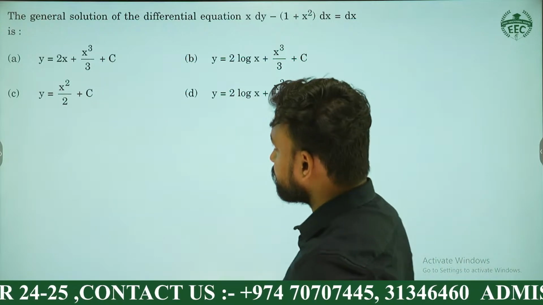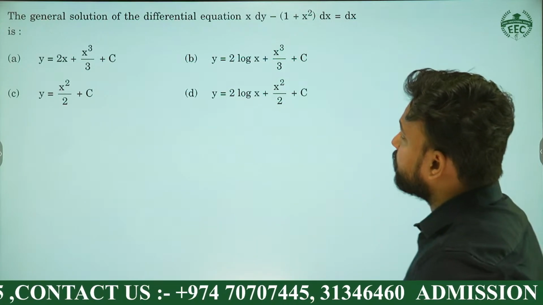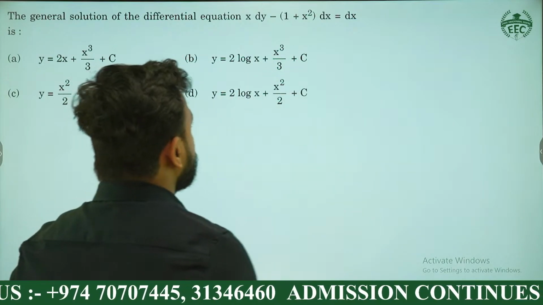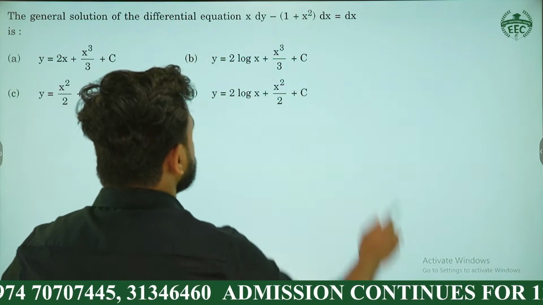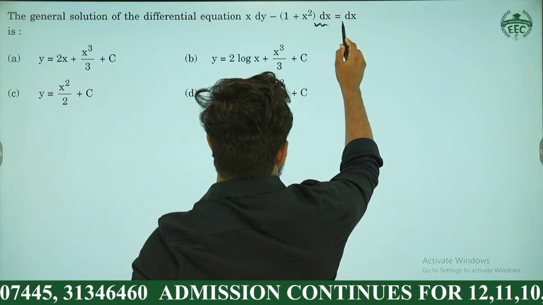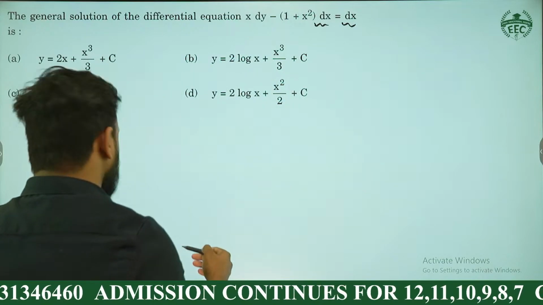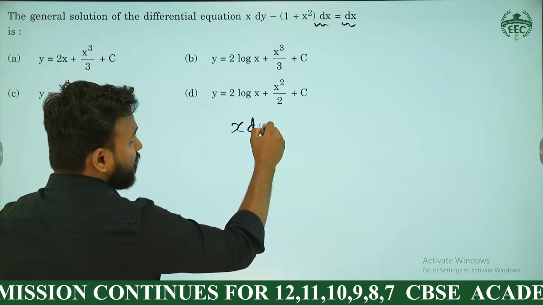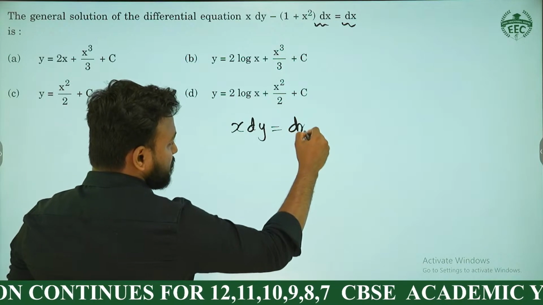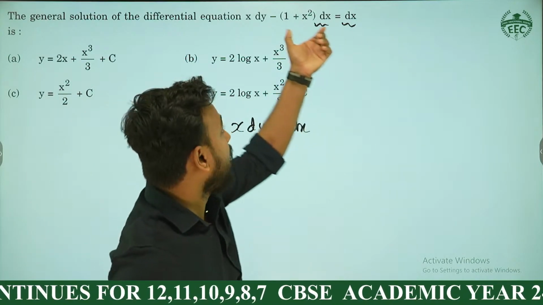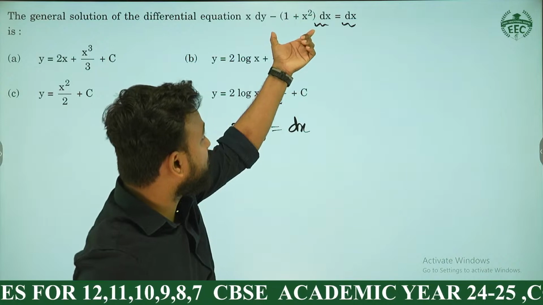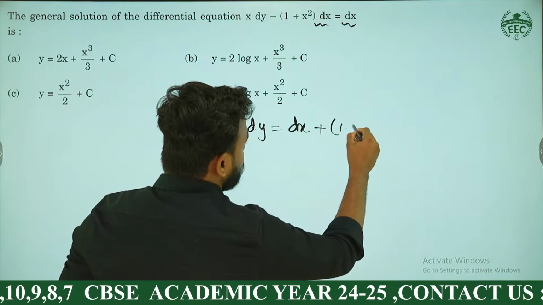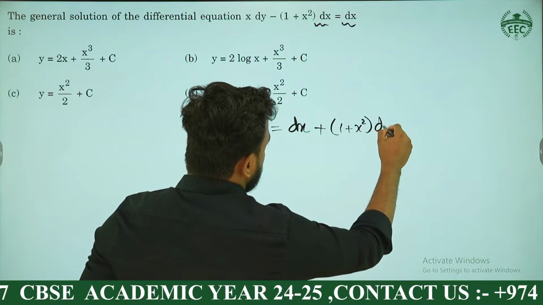The next one, the general solution of the differential equation x dy minus 1 plus x square dx is equal to dx. You can see there is 2 dx here. So it's an easy question. It's also variable separable form. X into dy is equal to, there is dx at the right side. I'm going to take this negative 1 plus x square dx to that side. You will get what? Positive 1 plus x square dx.